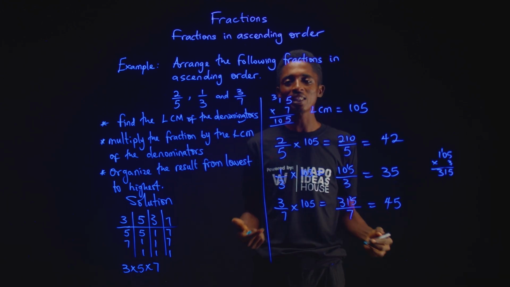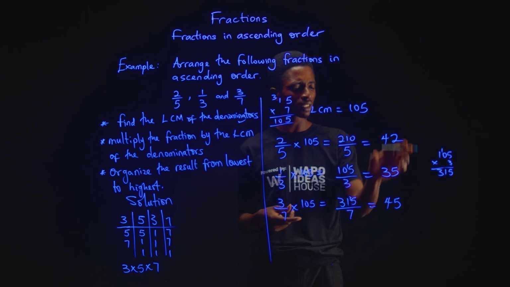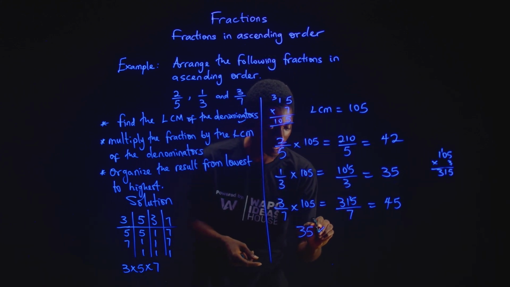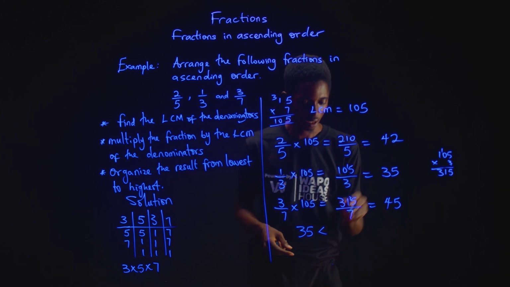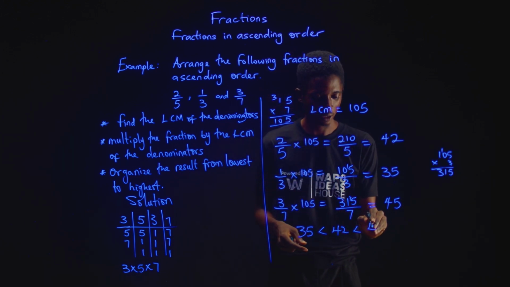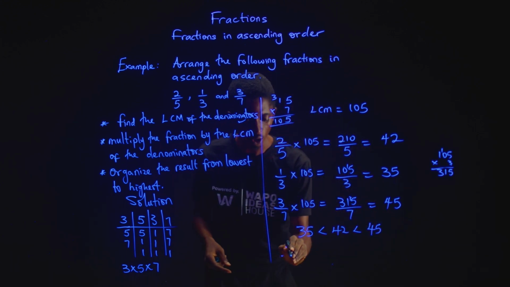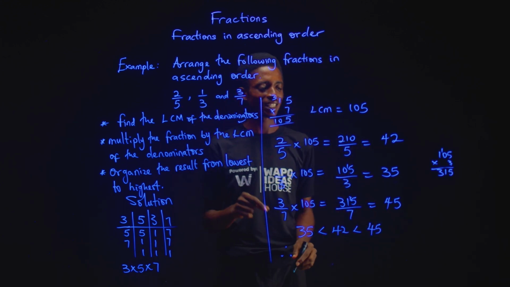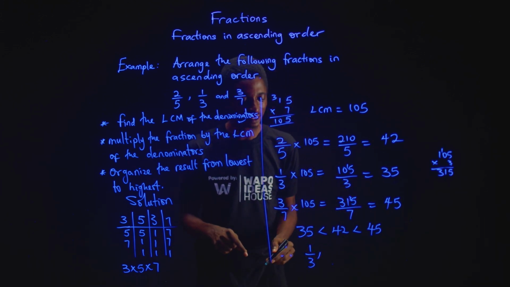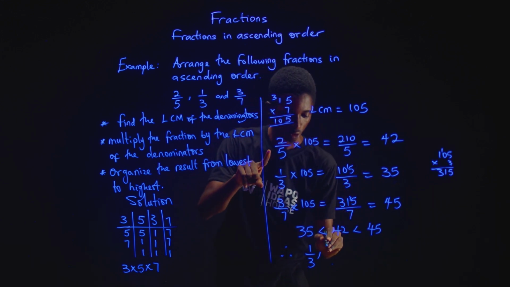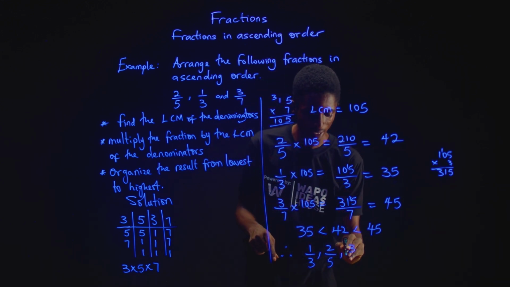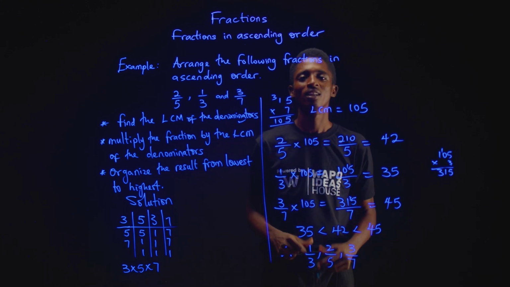And if we arrange this from the smallest to the highest, which of these is the smallest number? We would have 35 less than 42, which is less than 45. Therefore, these fractions in ascending order would be 1 over 3, then 2 over 5, and then 3 over 7. Thank you.